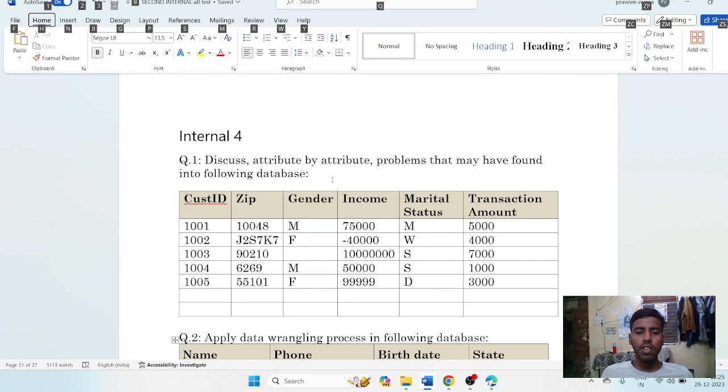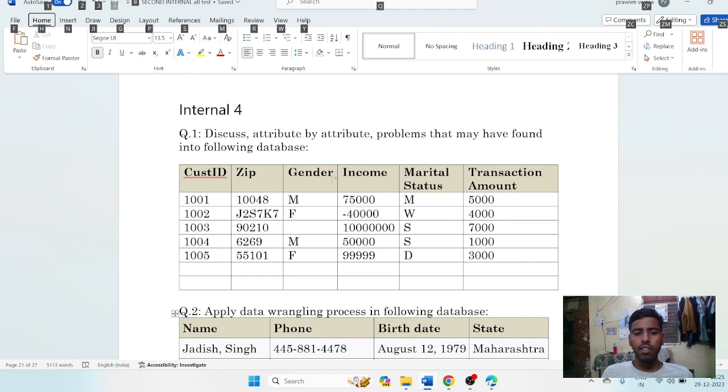I'm going to read the first question. The first question is like this: Discuss attribute by attribute problems that you may find in the following database. We have to understand this data set, and we need to find what problems or errors are present in this data set. We have to point out some facts related to this data set.